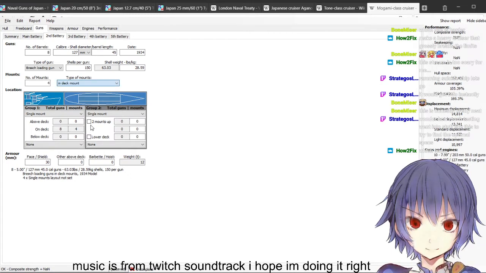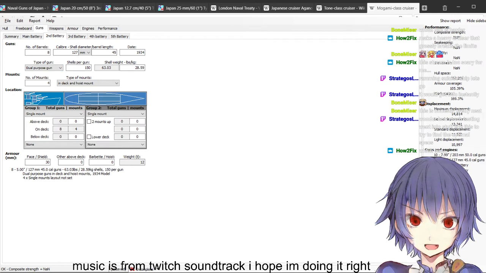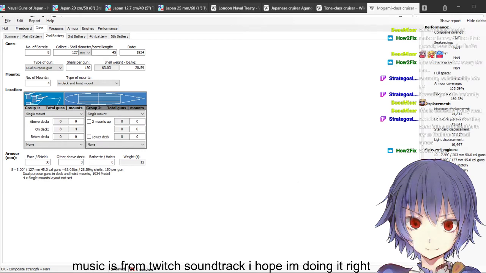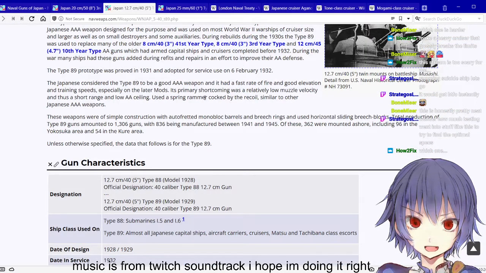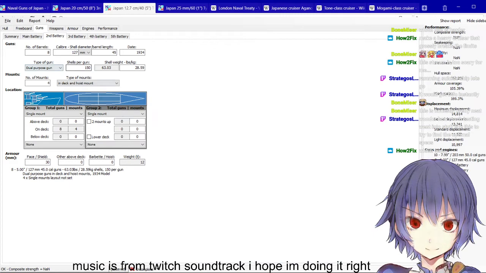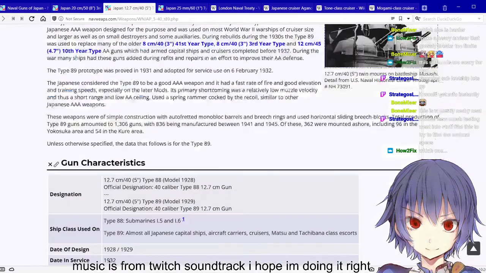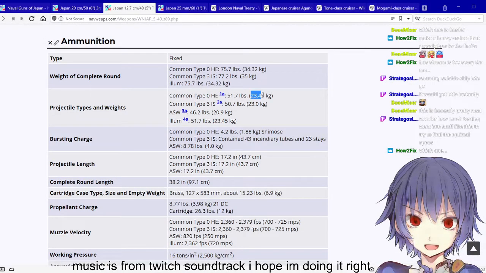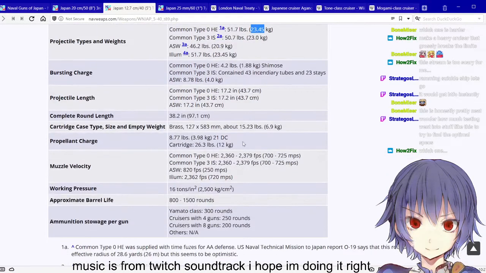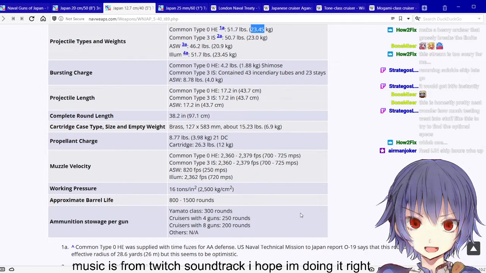So these are deck and hoist mount all-purpose guns designed in the year 1929, with a shell weight of max 23.45 kilograms, and 200 rounds are carried. So 23.45, 200.